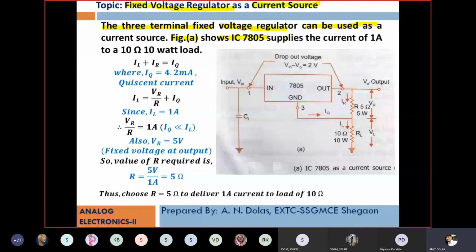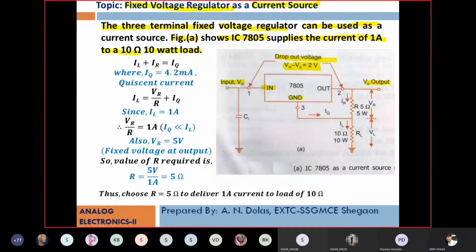Supplies 1 ampere current to the load of 10 ohm, 10 watt load. You can see in this, the input terminal is connected to Vin, which is the unregulated power supply. The output terminal is at the output side, which is the regulated power supply. The drop across the IC is the difference between the regulated and unregulated power supply, so it will be Vin minus Vo. It must be at least 2 volt to operate this IC in a proper manner.